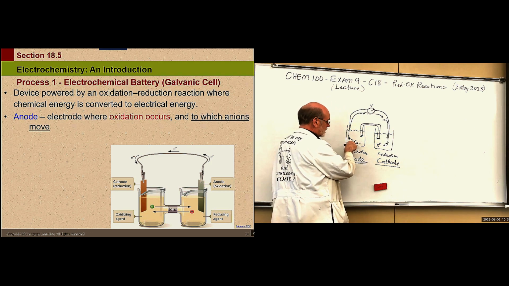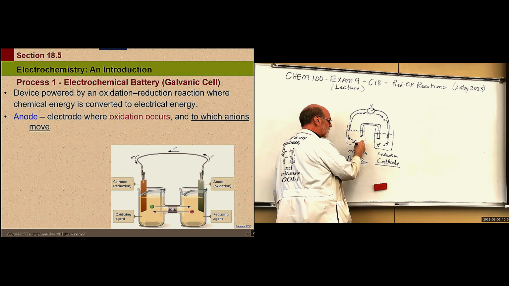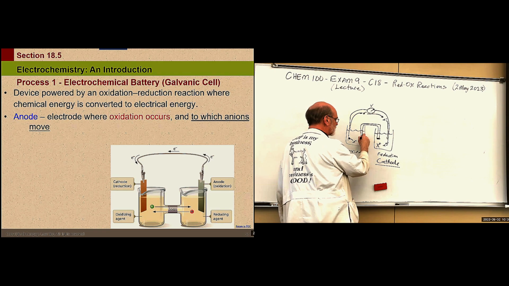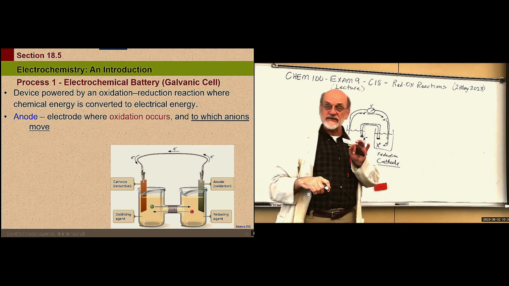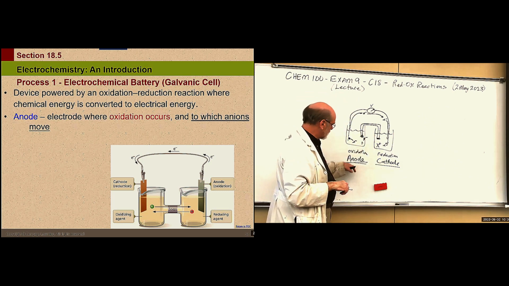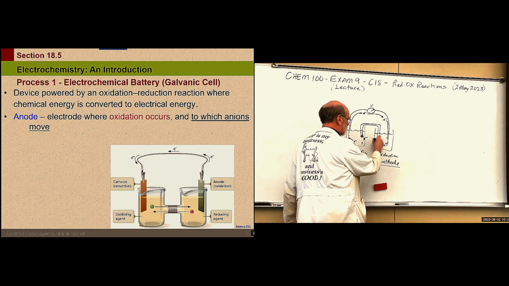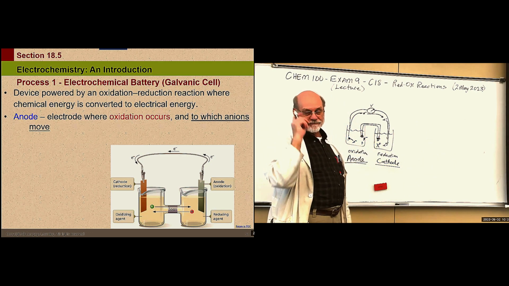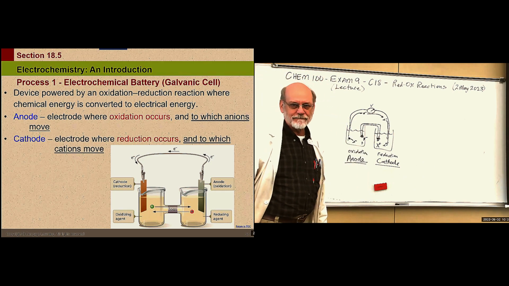On this side, you're sending electrons here, and you're leaving behind positive charges. Right? So anions have to migrate into the solution to balance that unbalanced charge, that positive charge. So the anions move into the anode side, and the cations move into the cathode side. That's how I keep them apart. All right.